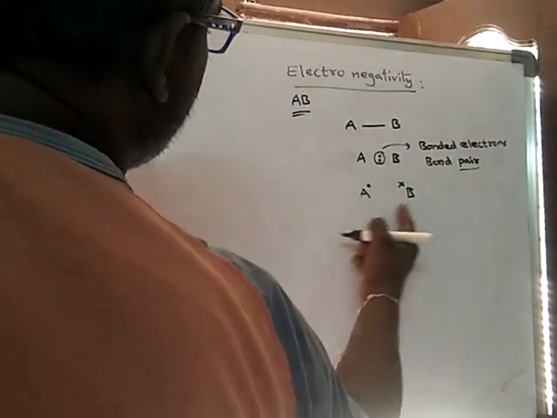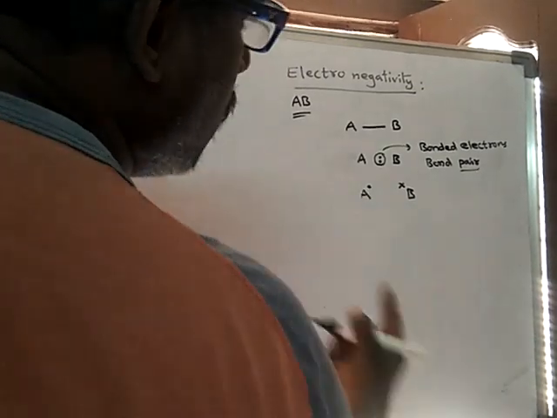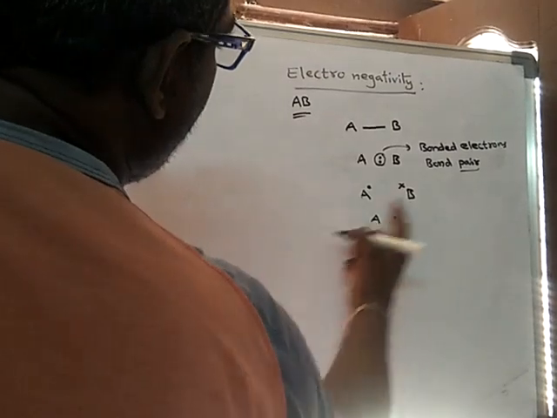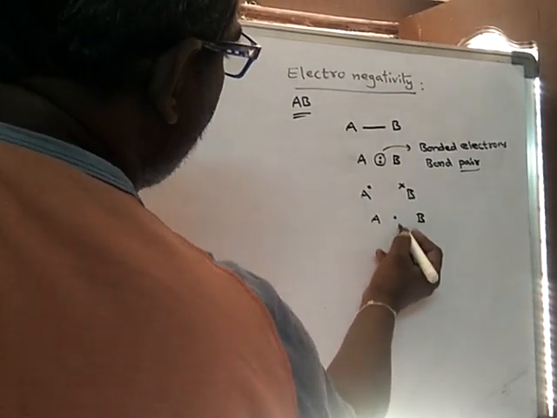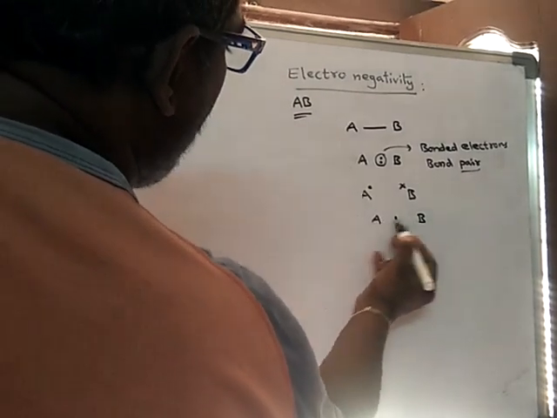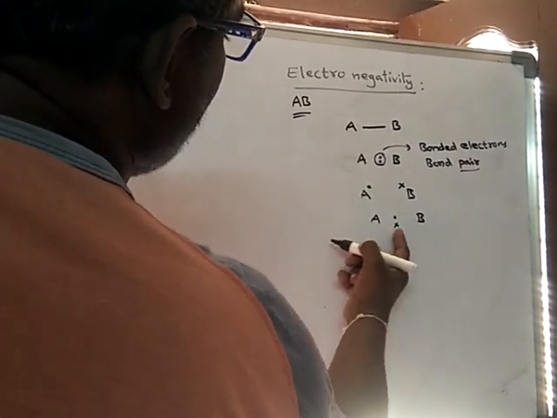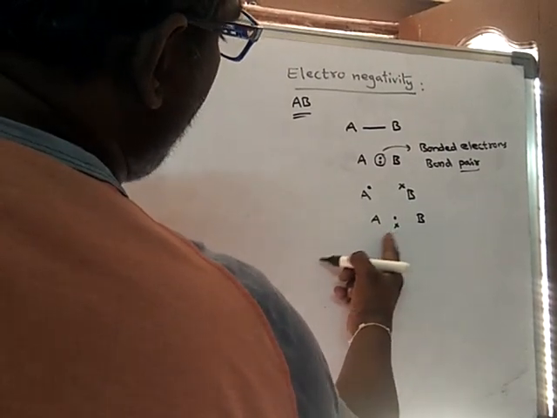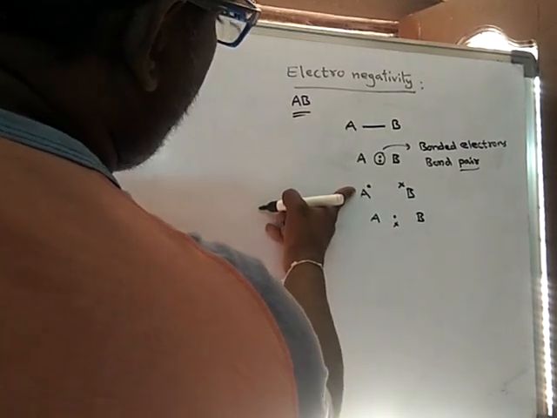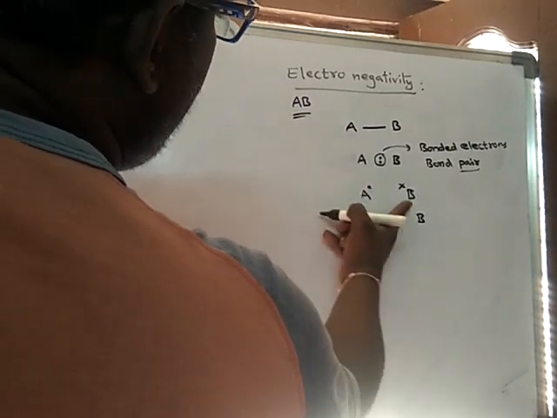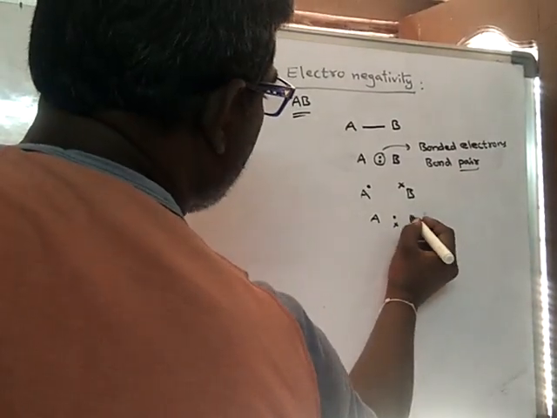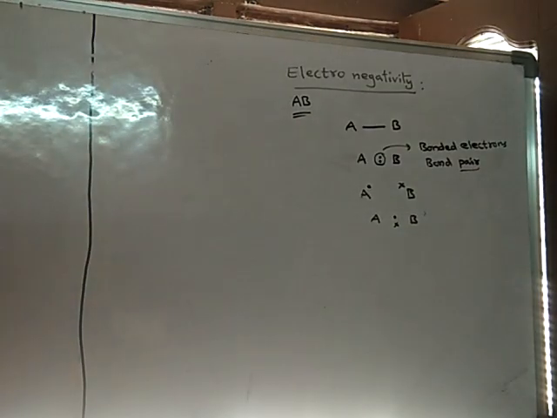So what is happening? These two atoms will combine. How do they combine? This atom will give one electron to form a pair, and this atom also will give one electron to form a pair. Now a pair of electrons is formed between these two atoms, due to the donation of one electron from A and one electron from B. So an electron pair is formed between A and B.